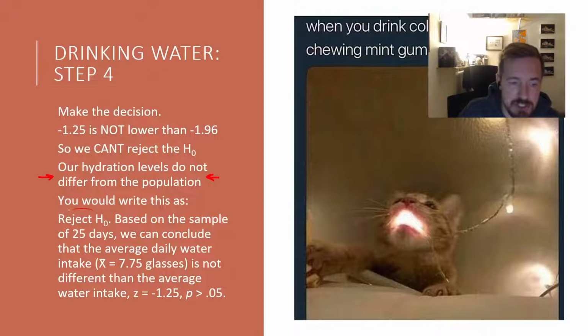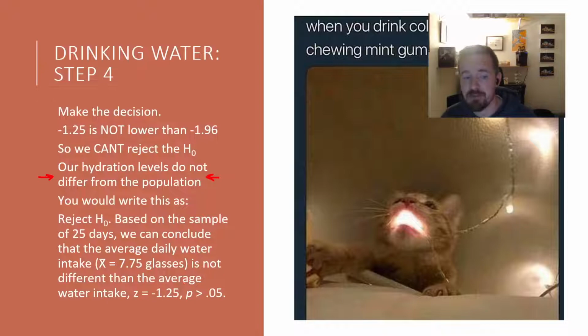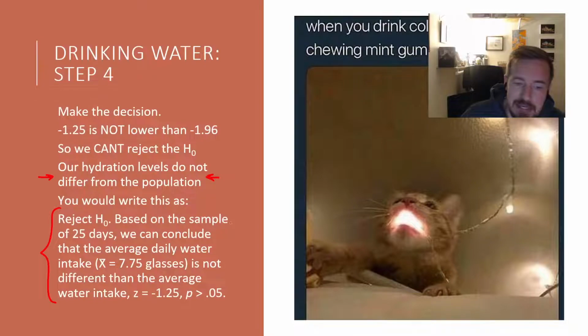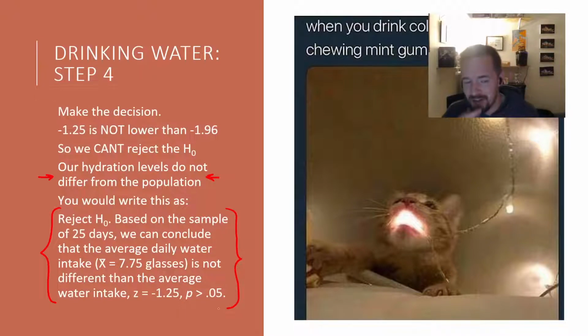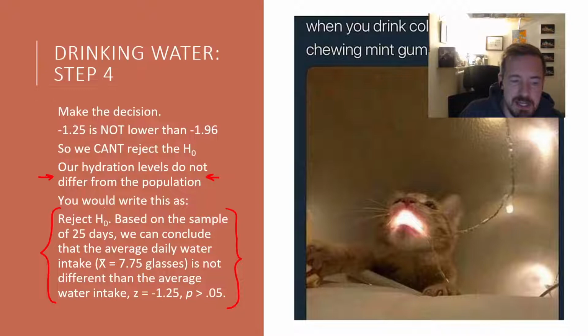So the way that we would write this in APA format would look something like this. And I'm stressing APA format because in Research Methods 2, you're going to be expected to write it exactly like this, or else it'll be wrong. So we would say that we fail to reject the null hypothesis. Based on the sample of 25 days, we can conclude that the average daily water intake, and then in parentheses, we have what that value is, is not different than the average water intake. And then I have my stats here: Z equals negative 1.25, comma, p greater than 0.05.